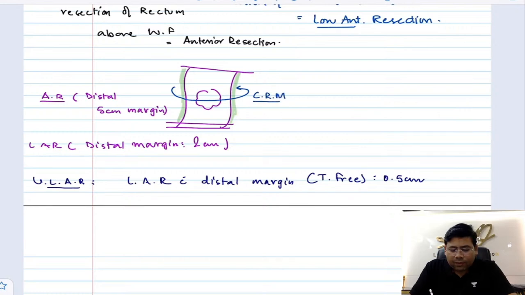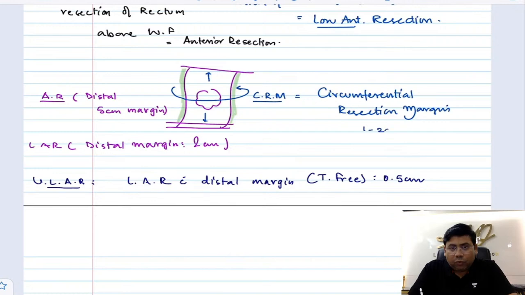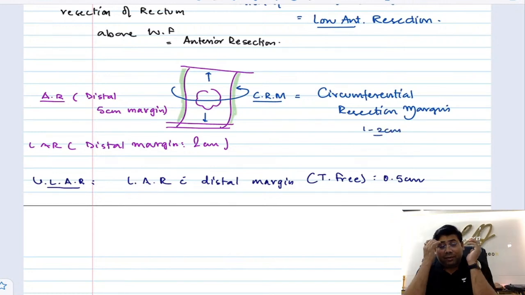What is CRM? So this is the proximal margin, this is the distal margin, but what about CRM? This is the circumferential resection margin. The circumferential resection margin, and the ideally accepted margin should be 1 to 2 cm. So at least 1 to 2 cm away from the rectum you should be dividing it, so that you include the mesorectum also.